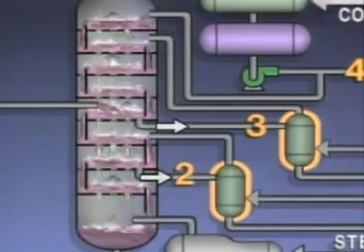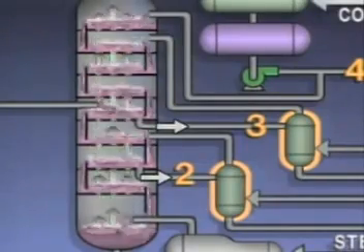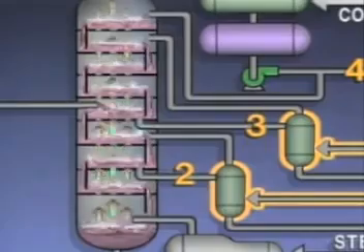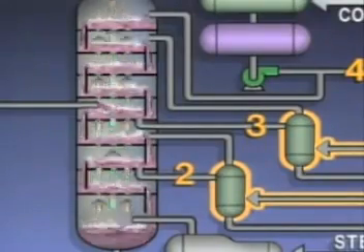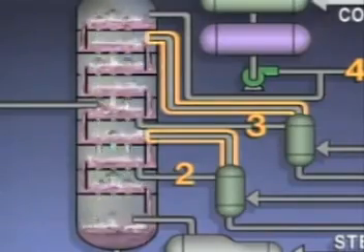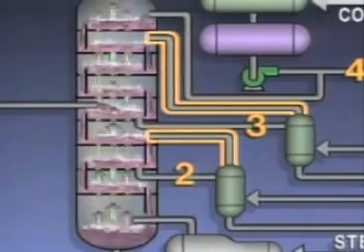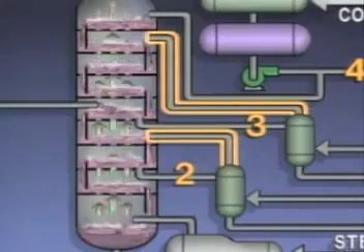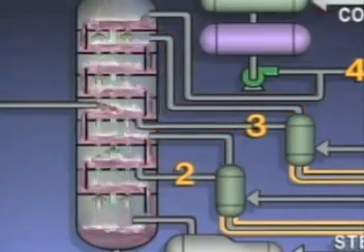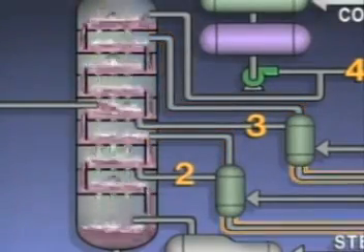Liquid from the tower enters at the side of the stripper. In the stripper, the liquid is heated by steam, which causes any lighter products in the liquid to vaporize. The vapors that are produced are reintroduced into the tower above the tray from which the original liquid was drawn off. The liquid that is left over in the bottom of the stripper is drawn off as a product.